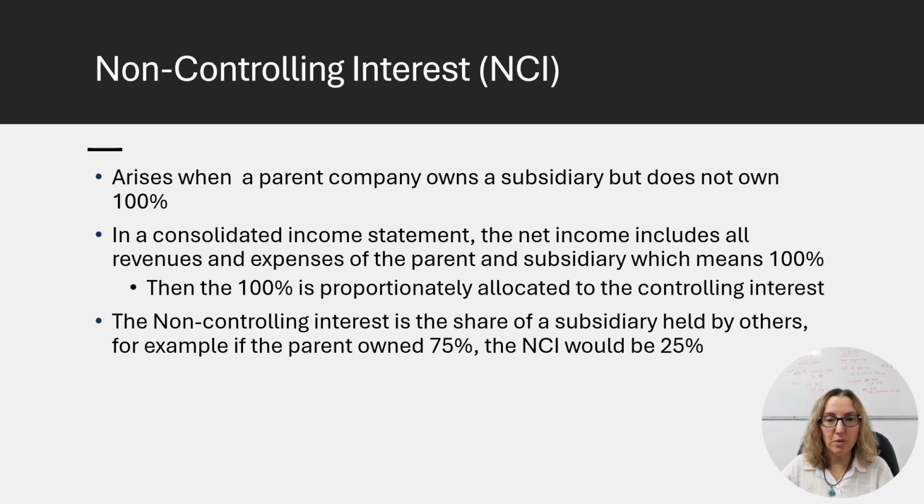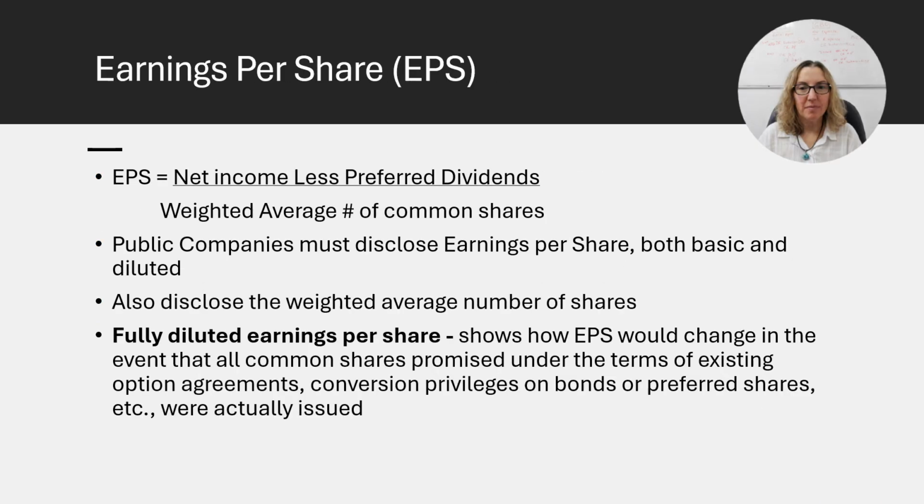Now, what they do is they would basically take everything together in the consolidated income statement, and the net income would include all the revenue and expenses of the parent and the sub, which means they're bringing in 100%. But of course they don't own 100%. So what they do is they take that 100% and they proportionally allocate it to the controlling interest. So as an example, if we had a subsidiary where the parent owns 75% of it, the NCI, the non-controlling interest portion, has to be the other 25%.